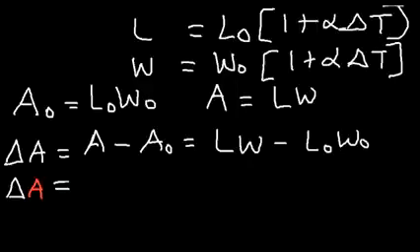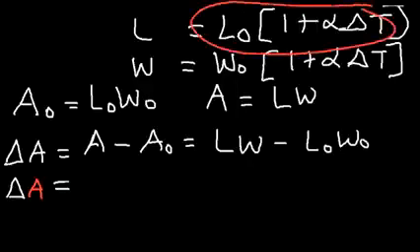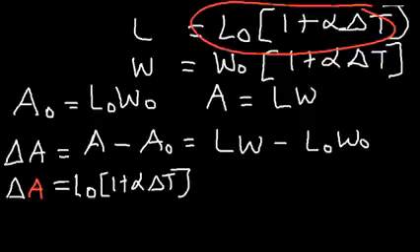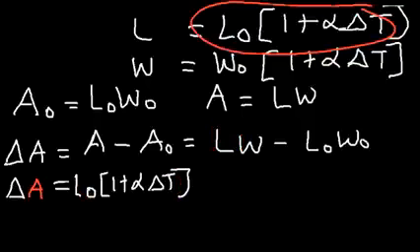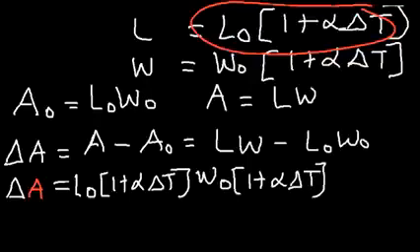Now the new L is basically this value. It's L0 times 1 plus alpha delta T. So we replace L with that new value. Now we're going to replace W with what it's equal to here. So W is W0 times 1 plus alpha delta T, and then minus L0 W0.